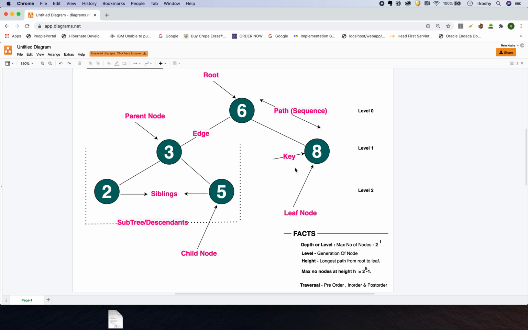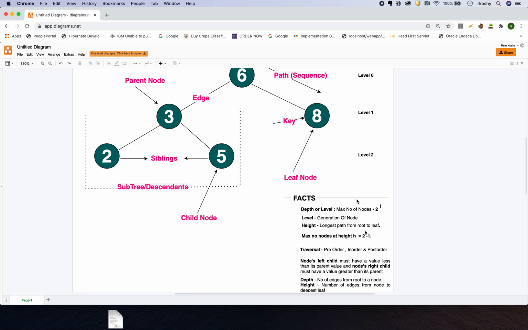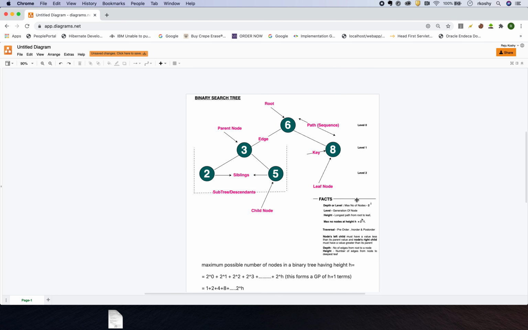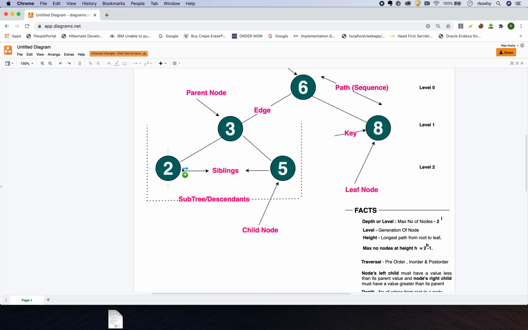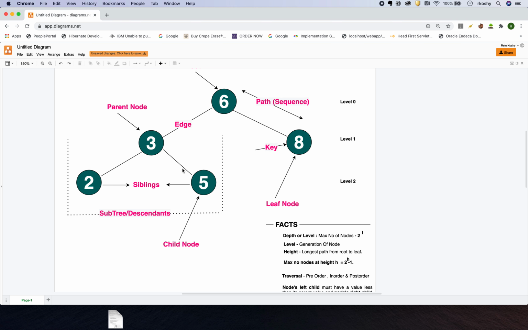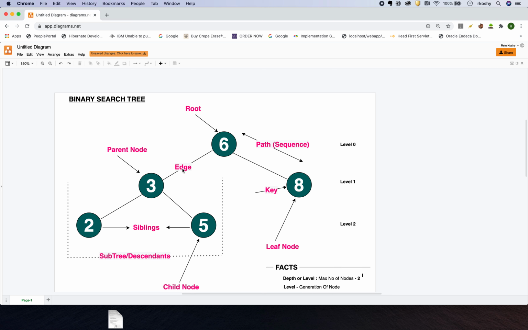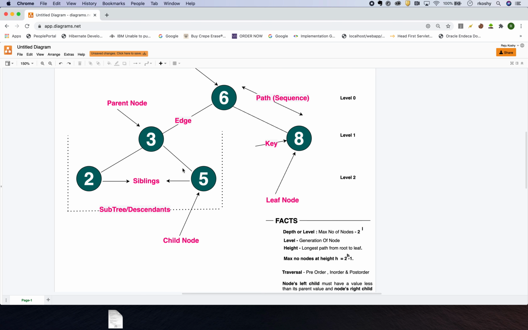Okay, I think we discussed almost all the stuff. Child nodes we discussed, parent node, edge. Edge is the connector between two nodes, and root we discussed. Levels we discussed. Now let me zoom in and really get into the important core concept, which is the binary search tree, right?